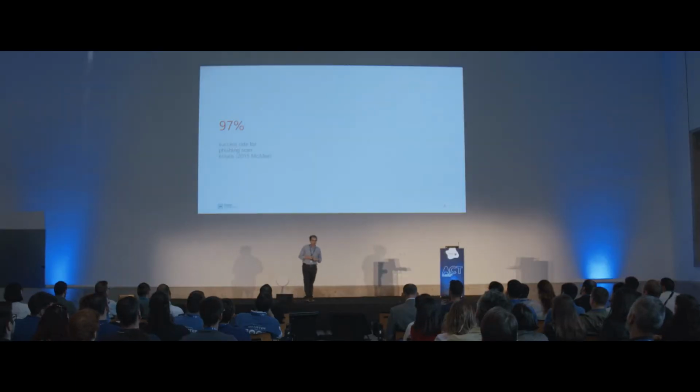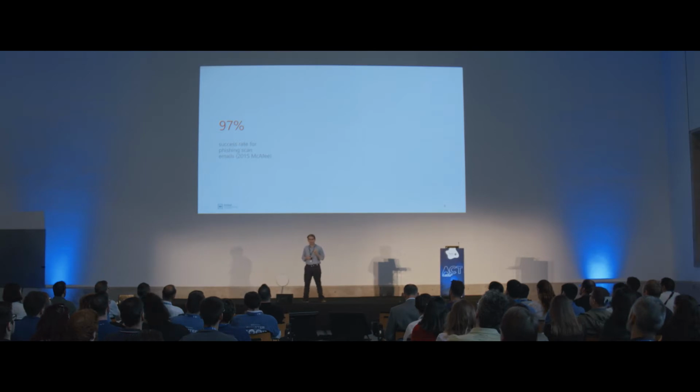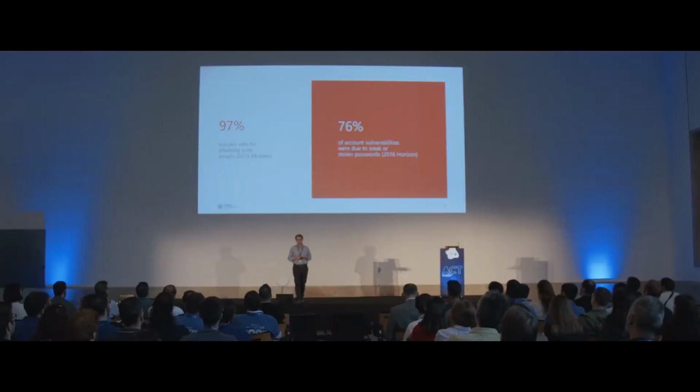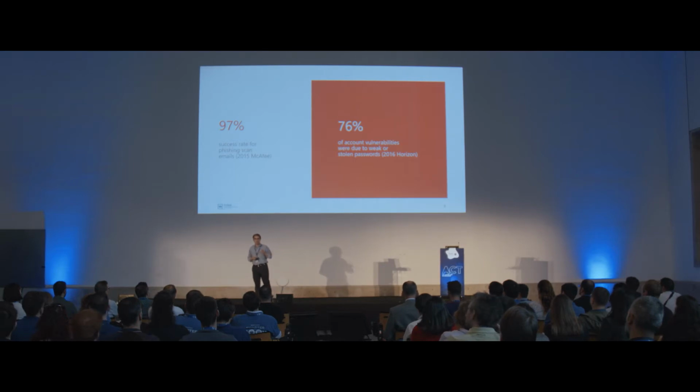And do you know that the success rate for phishing scams in 2015, as measured by McAfee, was 97%? And that 76% of all vulnerabilities were due to weak or stolen passwords? So this is why we need to change. We need to get rid of passwords. We are going to find new problems, for sure, but at least we can solve the current ones.